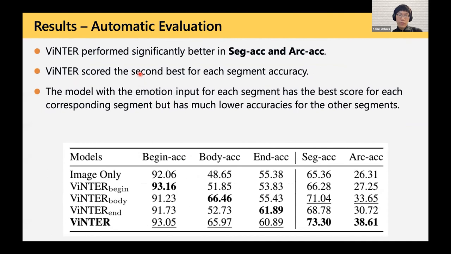And in terms of the evaluation of the entire emotions, Pinter performed significantly better in seg accuracy and arc accuracy. And Pinter scored second best for each segment accuracy. The model with the emotion input for each segment has the best score for each corresponding segment, but has much lower accuracy for the other segments.